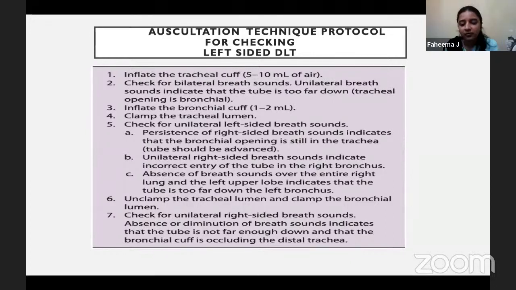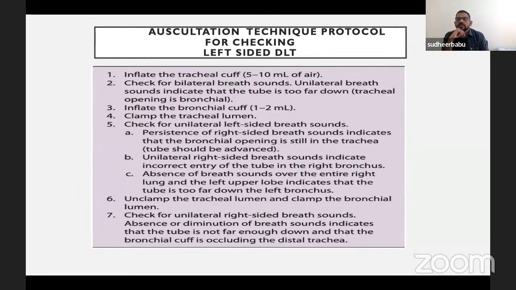First, after insertion of the DLT, we have to inflate the tracheal cuff and confirm bilateral entry. Once this is confirmed, we have to clamp the tracheal lumen and inflate the bronchial cuff. The bronchial cuff should not be inflated to the maximum. We can inflate only 3 ml. Even with 3 ml, if there is a lot of leaking, it means it is not a proper size. It is an undersized DLT.